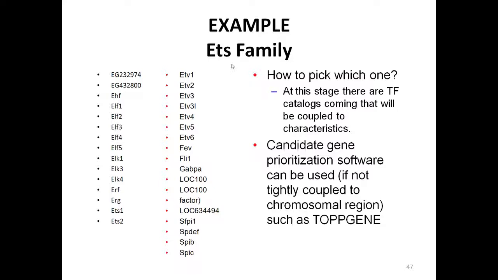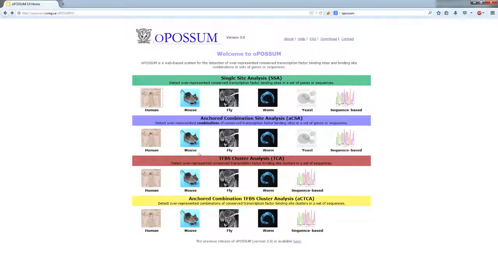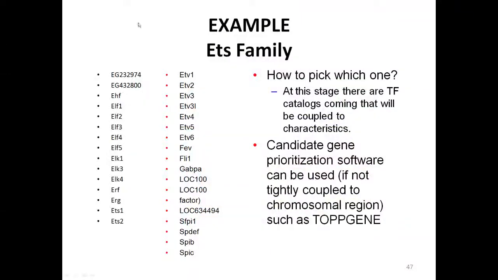I believe it only processes a gene list, so I don't think, at least this version of it, and I don't think the other versions do either. So, yeah, the input is pretty crude. It wants a gene list.